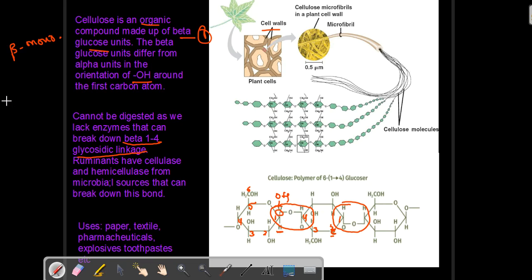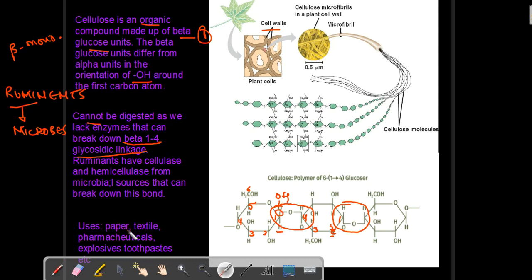However, this linkage can be broken down in the intestines of ruminants. Ruminants are herbivores which have a part of the stomach called the rumen, and they have special microbes in that part of the stomach. These microorganisms produce enzymes that can break this linkage, and that is the reason why ruminants can digest cellulose. Unfortunately, we cannot.